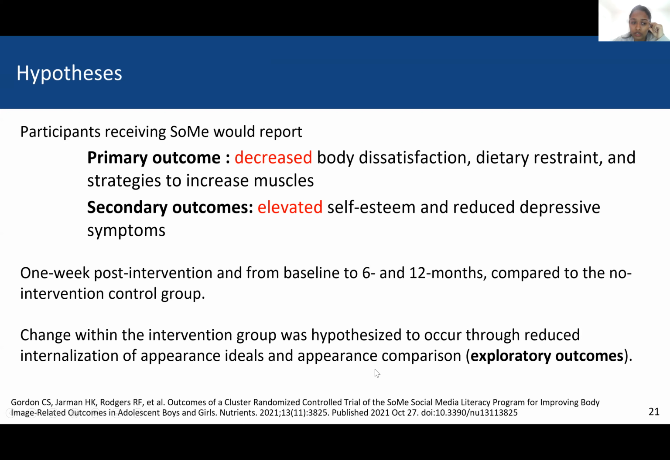There was also a change. There was also one more exploratory outcome which the authors evaluated. That is a change. They hypothesized that the change within the intervention group would occur due to reduced internalization of appearance ideals and appearance comparison. So they considered this as an exploratory outcome variable.